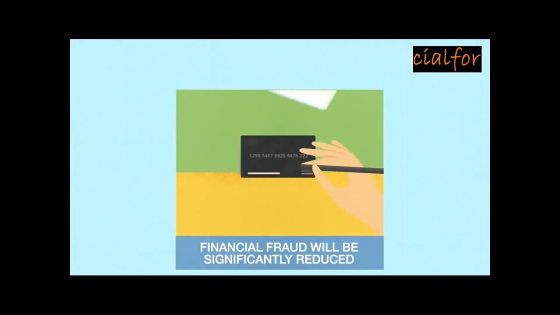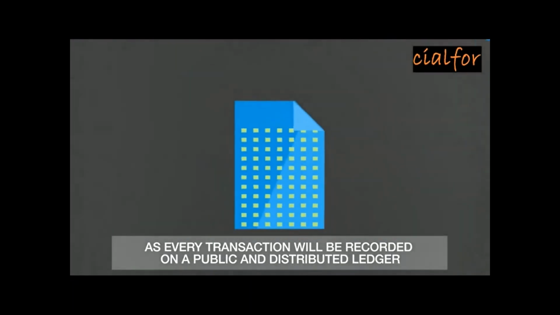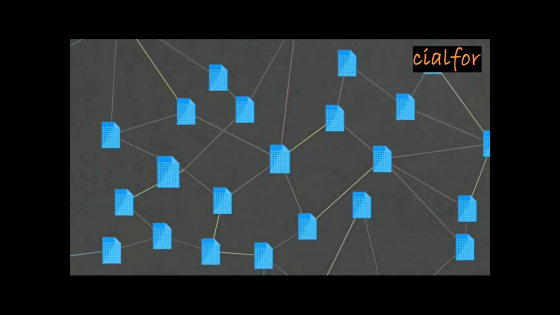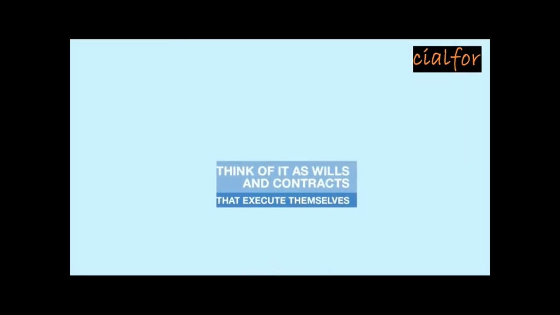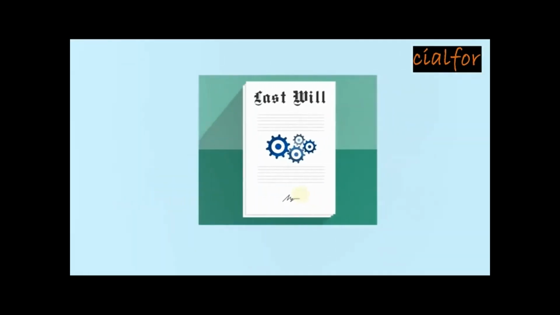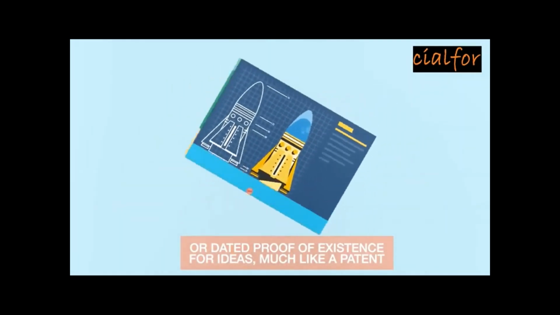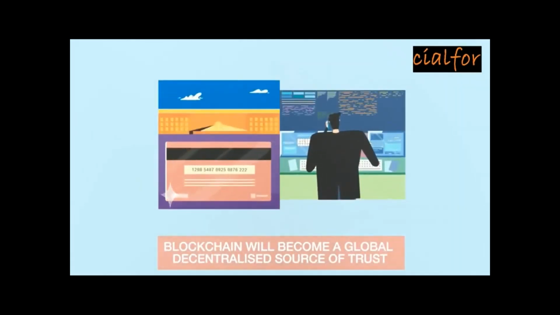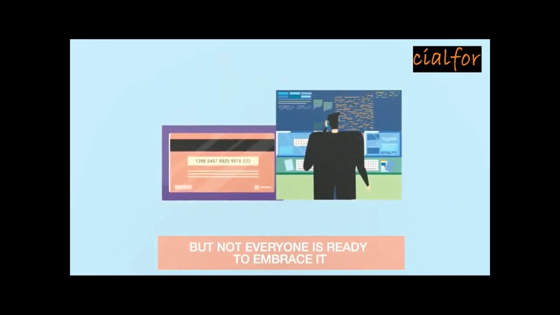Financial fraud will be significantly reduced, as every transaction will be recorded on a public and distributed ledger, which will be accessible by anyone who has an internet connection. Think of it as wills and contracts that execute themselves, or dated proof of existence for ideas, much like a patent. Blockchain will become a global, decentralized source of trust, but not everyone is ready to embrace it.